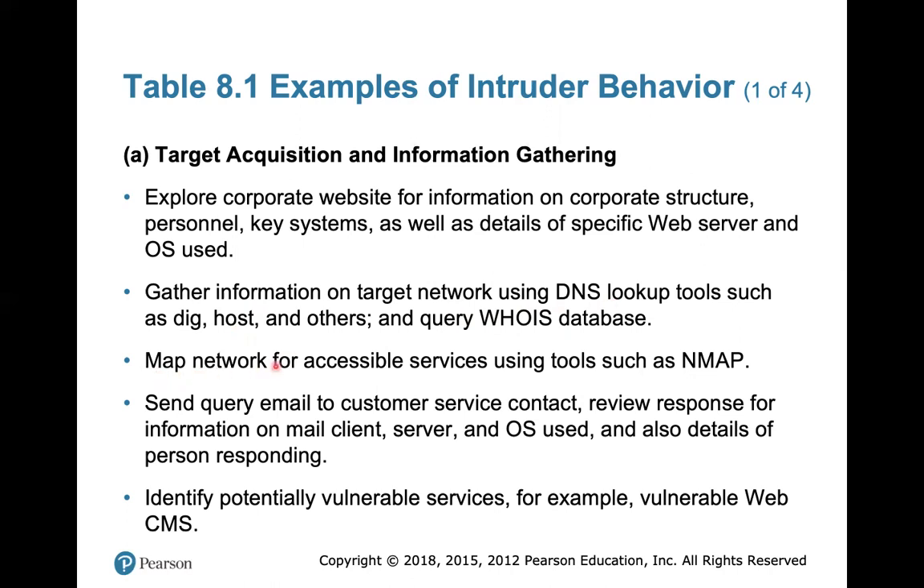The attacker maps the network for accessible services using some tools, for example nmap. For almost any of these steps, there are some tools. You may want to see who are the users or target networks of that specific system. You use the WHOIS database. For network mapping, you use nmap.